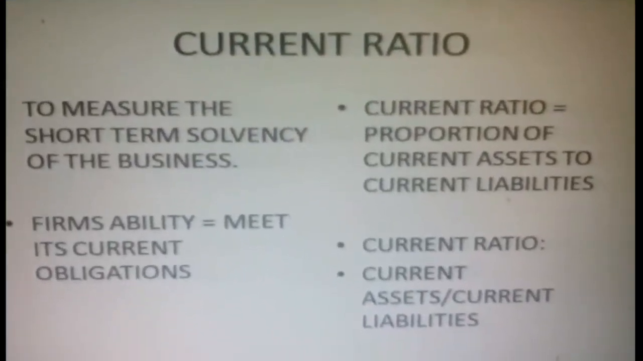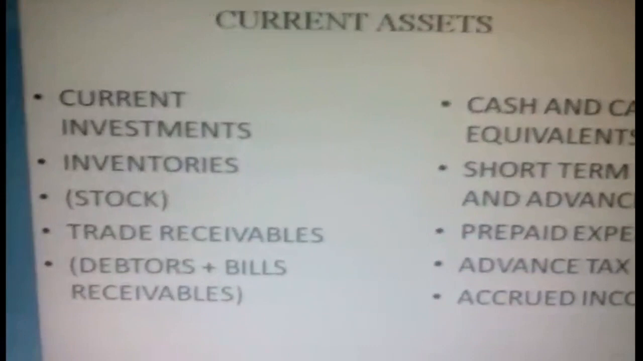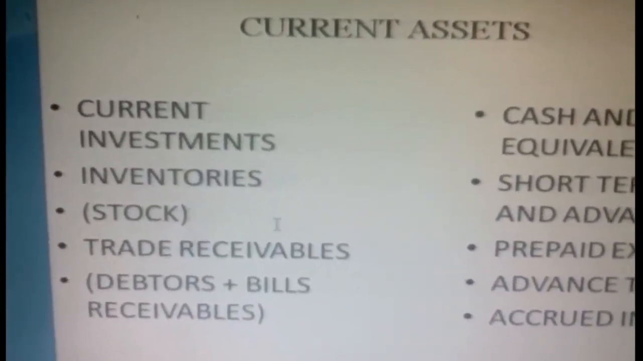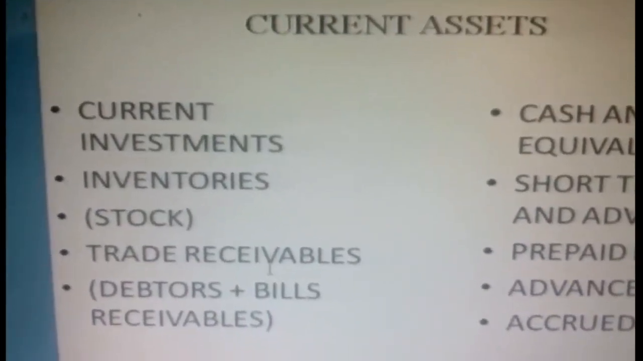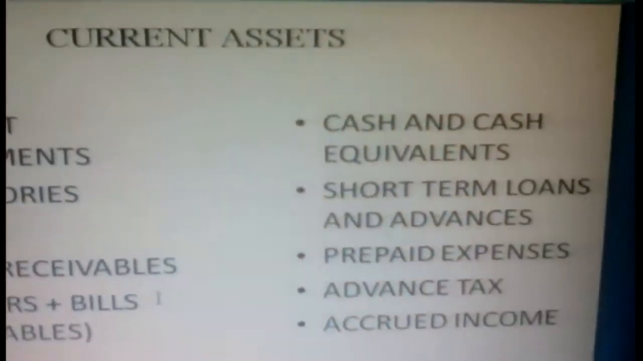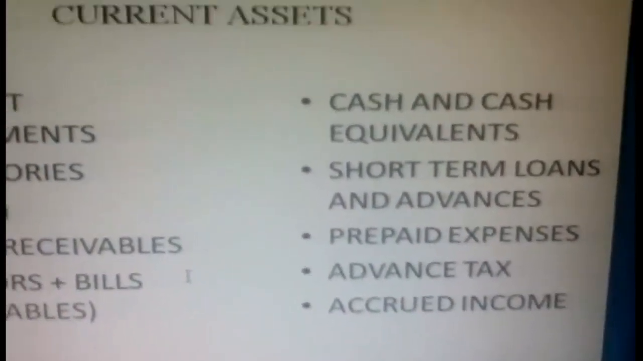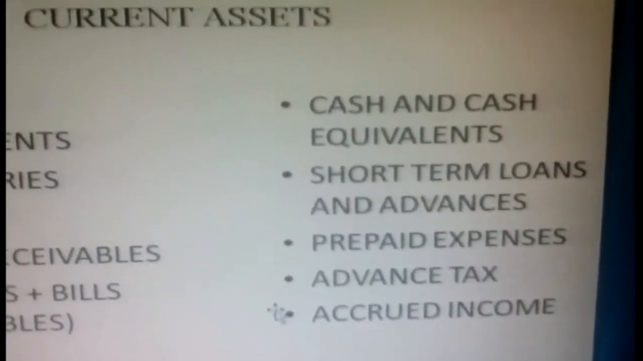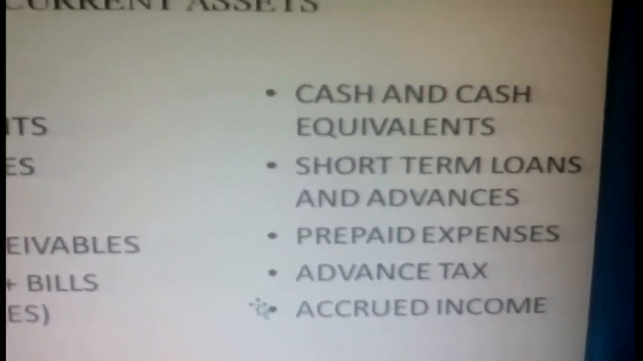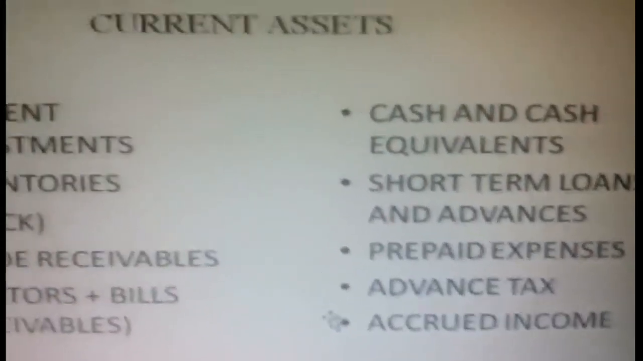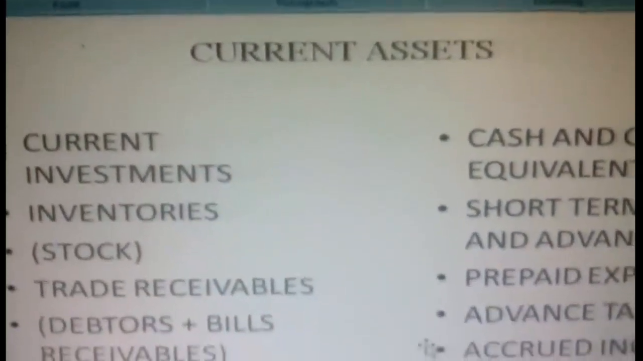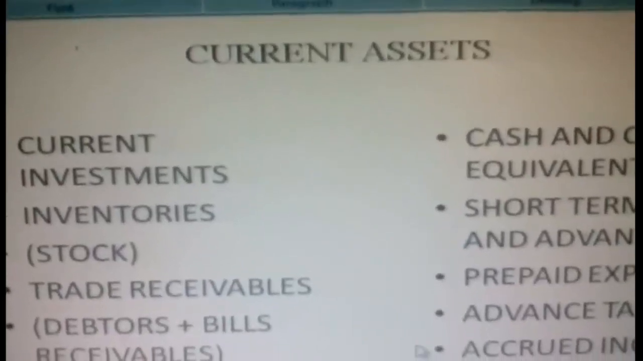Next, what are the current assets? Current assets are current investments, inventories, another name for which is stock, then trade receivables, nothing but debtors plus bills receivable. Then cash and cash equivalents, short-term loans and advances, prepaid expenses, advance tax, accrued income. These are the current assets. One more important point we already discussed: current assets are assets which are realized within the year.